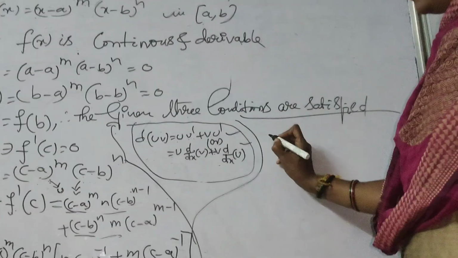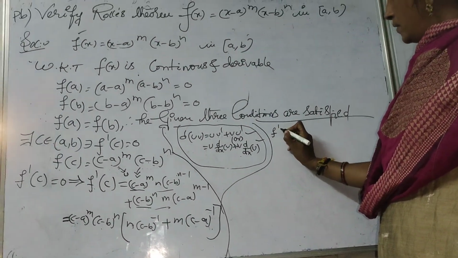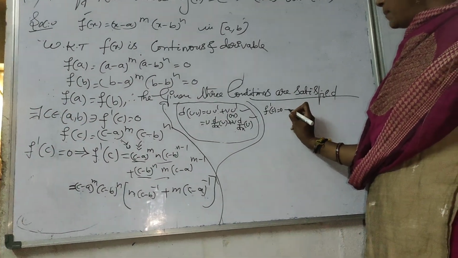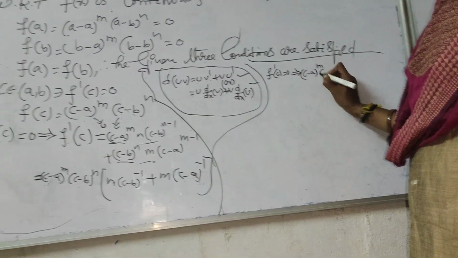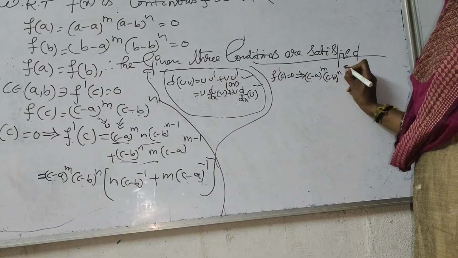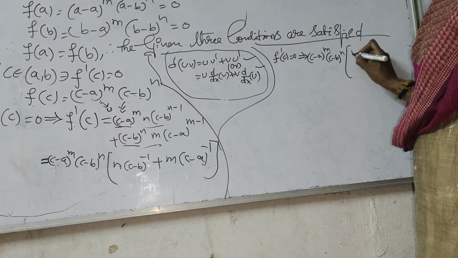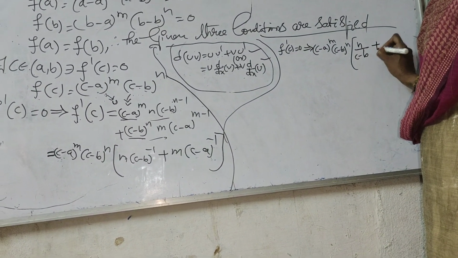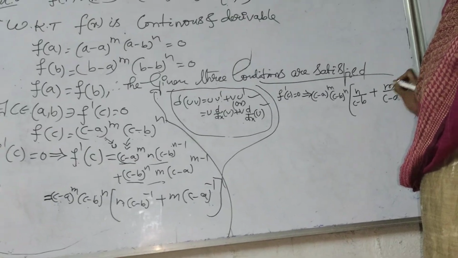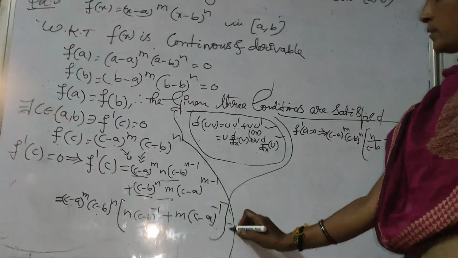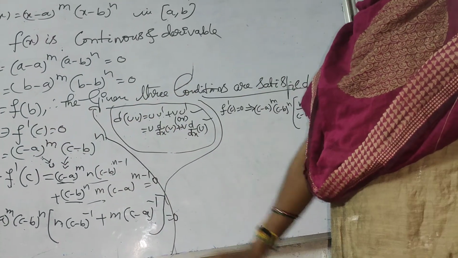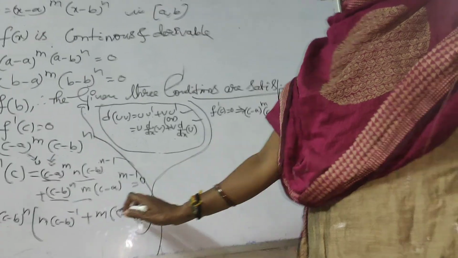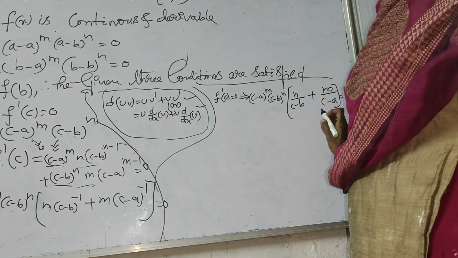Okay, next write f dash of C equals 0. That implies C minus A whole power m into C minus B whole power n into n by C minus B plus m by C minus A equals 0. Why? Because f dash of C equals 0.